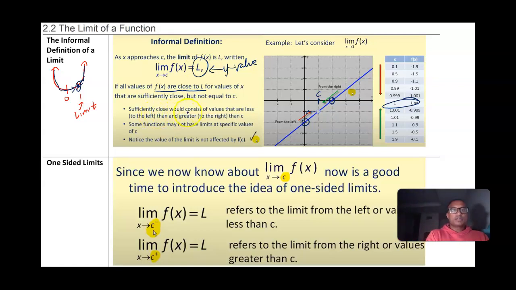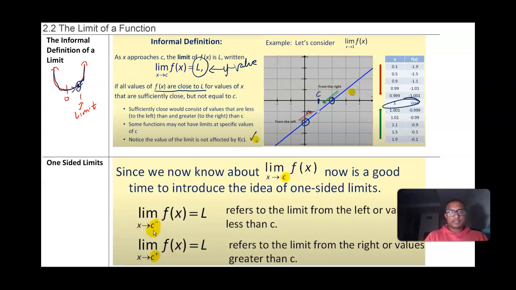Sufficiently close consists of values that are less than or greater than c. So if x is near c, we look at values to the right of c and to the left of c. For a limit to exist from both the right and the left, the graph has to approach a certain value, and that determines the limit. That's the informal definition.